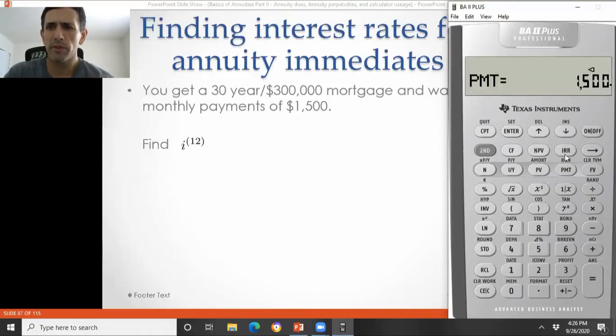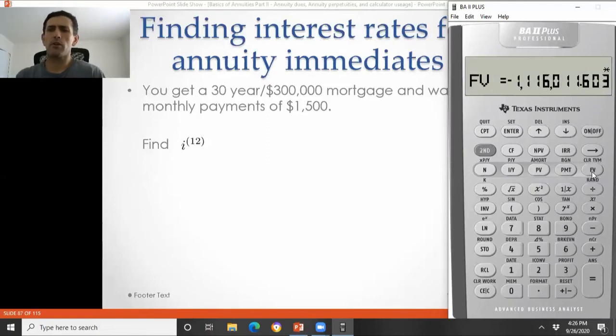Let's compute future value. And you get basically over $1 million as the future value, the accumulated value of these 1,500 payments. That actually makes a lot of sense. So let's actually check this answer.